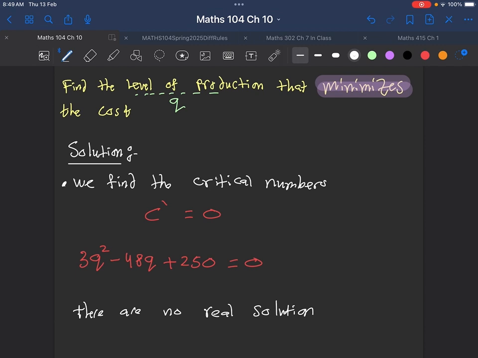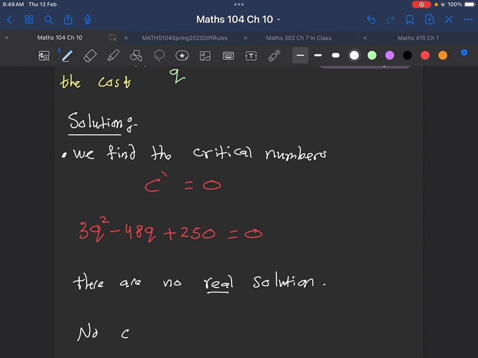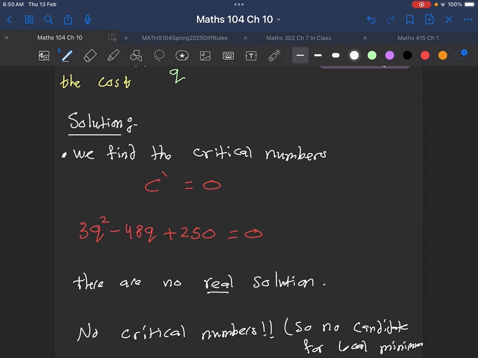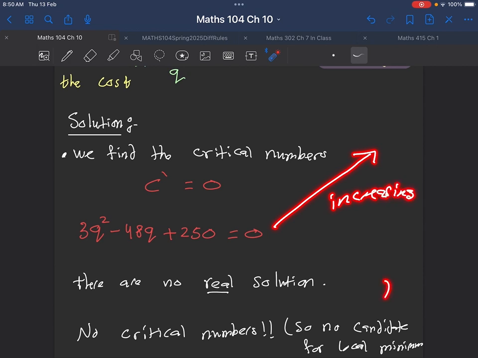The answer you will get if you use the quadratic formula is a negative inside the square root, which will give you a complex number. So we don't have a real solution, which means no critical numbers. So no candidate for local minimum. It doesn't mean there is no minimum, but what I'm saying is the cost will not go down and then go up, which means the cost will go up all the time. It's increasing. That's what it means here. We don't have a local maximum or minimum. It means it will start and will just go up and up and up without going down.